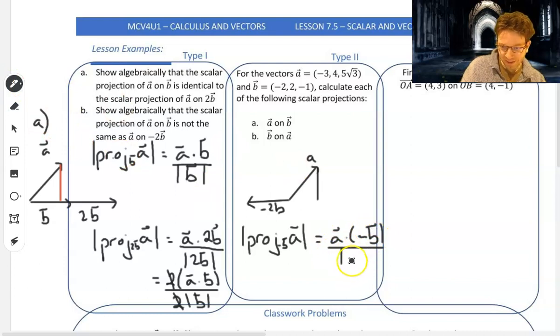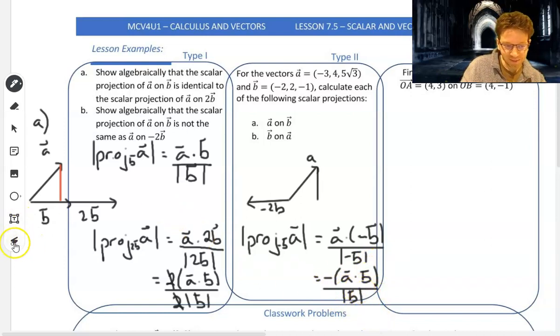And we divide that by the magnitude of negative B. Now we can use the associative property again and pull out that negative. So that's the same as negative times the dot product of A and B. But the magnitude of negative B is the same as the magnitude of B. So that just gives us the magnitude of B.